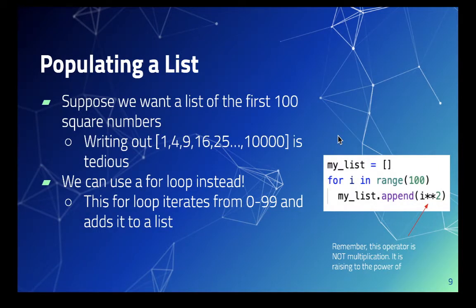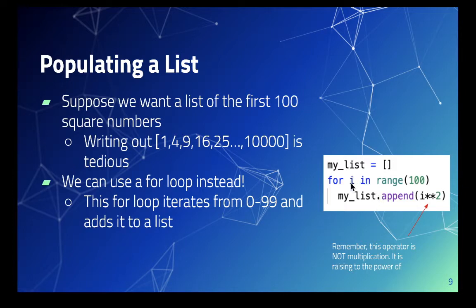Let's say we wanted to populate a list. And specifically, let's say we wanted to populate the list with the first 100 square numbers. So, for example, that would start off as 1, 4, 9, 16, 25, being 1 squared, 2 squared, 3 squared, 4 squared, 5 squared, all the way to 100 squared, which is 10,000. Writing them out individually, like 1, 4, 9, is tedious and it's not smart. Instead, we've learned to use for loops. A for loop makes the code dramatically shorter. Here we're doing myList equals a new list.